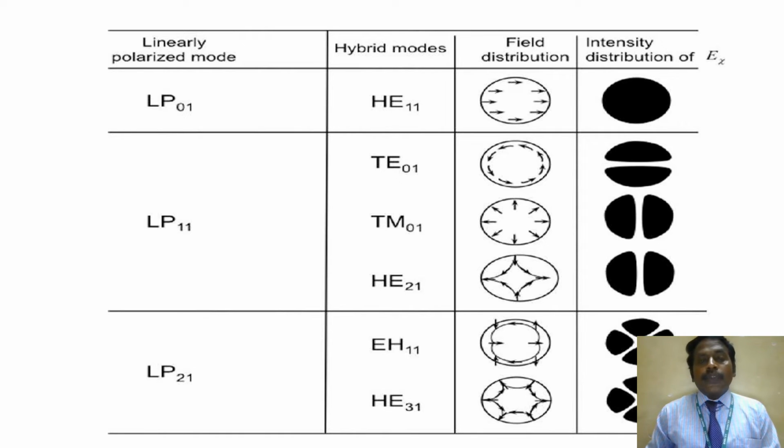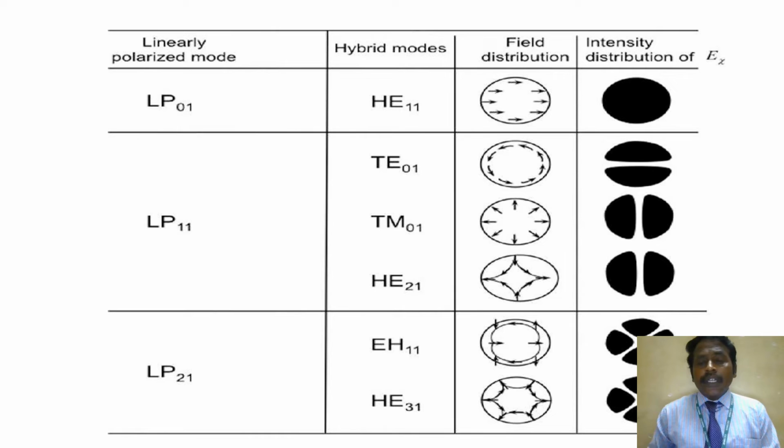From LP01 we can get the hybrid mode HE11. Then the field distributions are parallel to the axis, so it is in only one direction. So the intensity is fully occupied by the electric field intensity with respect to the x direction. Then when you go for the LP11 mode, we can have TE01, TM01 and HE21.